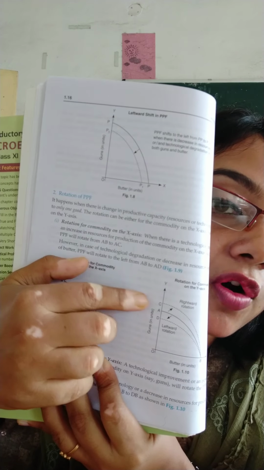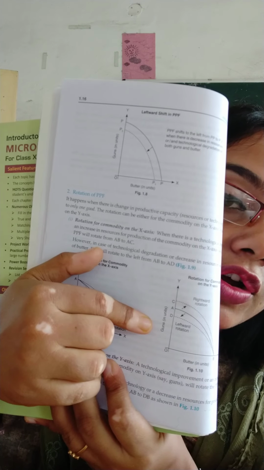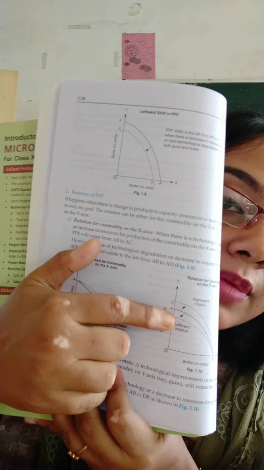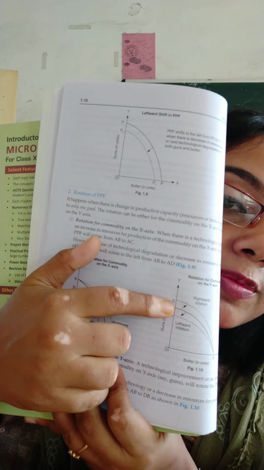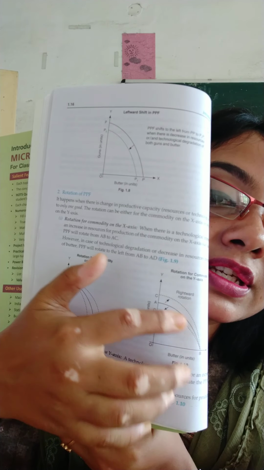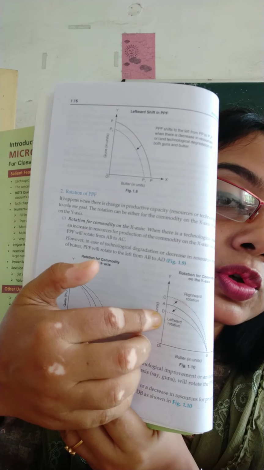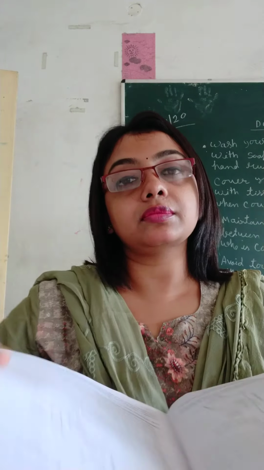Now if the resources have fallen down or the technology has decreased for guns, production of guns will fall down, so there will be a leftward shift in the PP curve. Butter production is constant. See the dotted lines, only the gun production has fallen down from A to D. So this is the rotation of the PP curve.